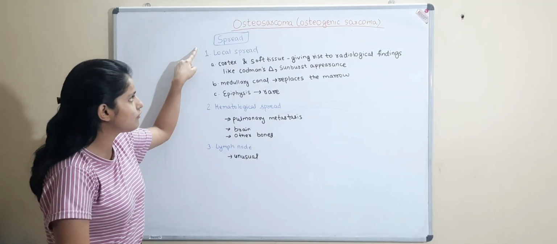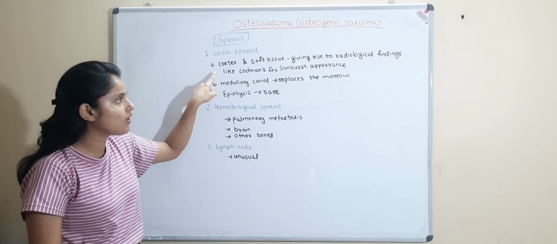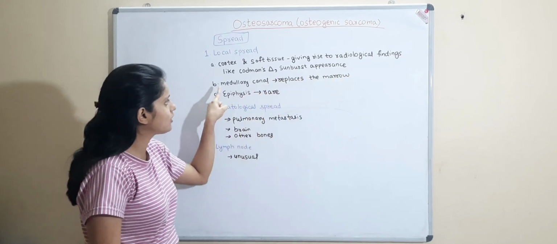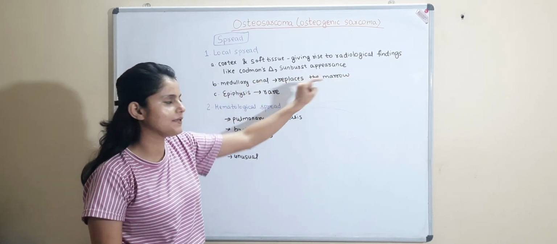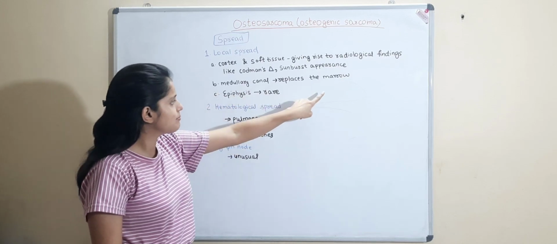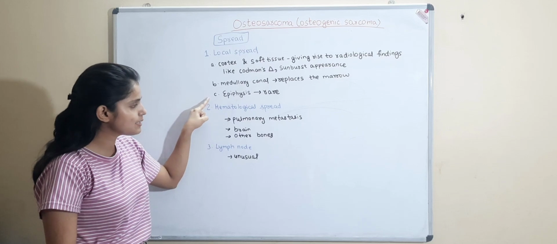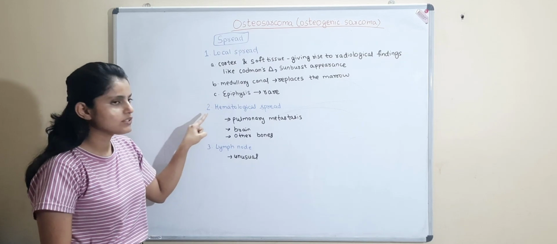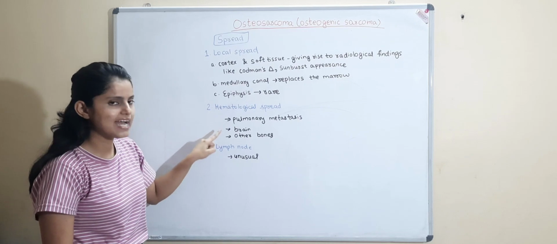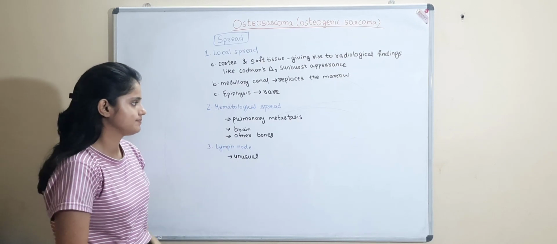Talking about spread of osteosarcoma, on local spread, it locally spreads to the cortex and soft tissue, giving rise to radiological findings like Codman's triangle and sunburst appearance. Locally spreading to the medullary canal, it replaces the marrow, and despite its aggressive nature, it rarely invades the epiphysis. Hematologically, it spreads to the lungs, brain, and to other bones. Lymph node involvement is unusual.